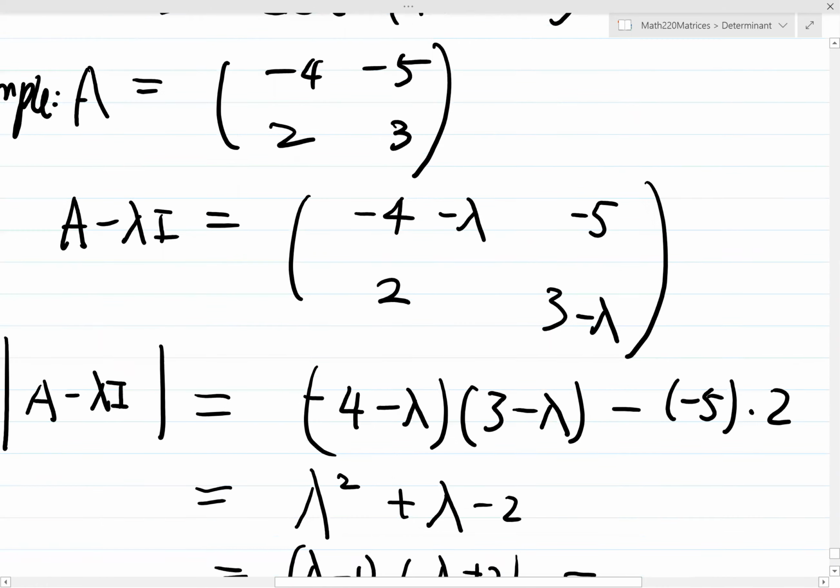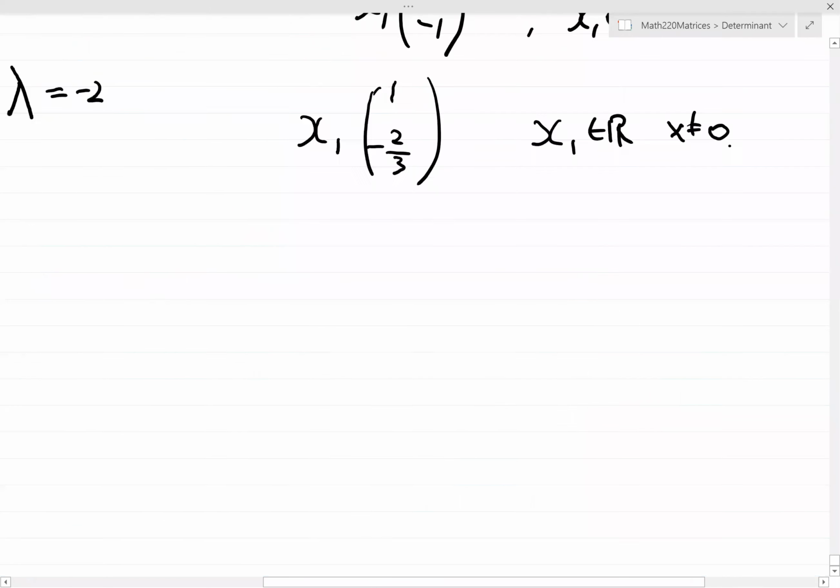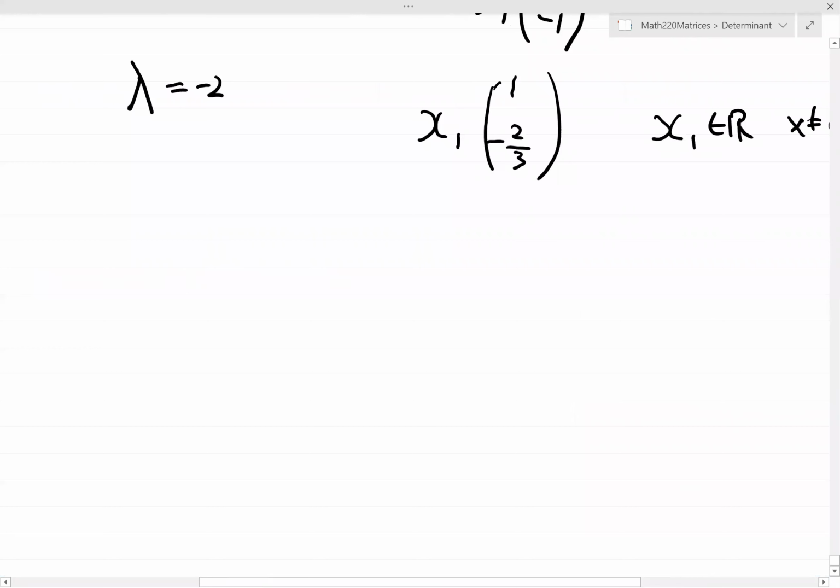Last time we gave one example. Today we will continue with eigenvalues and eigenvectors. Now we will do examples of eigenvalues and eigenvectors. So let's see this example.